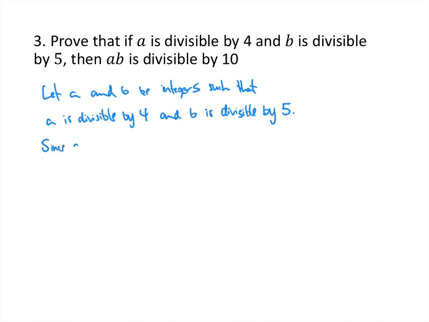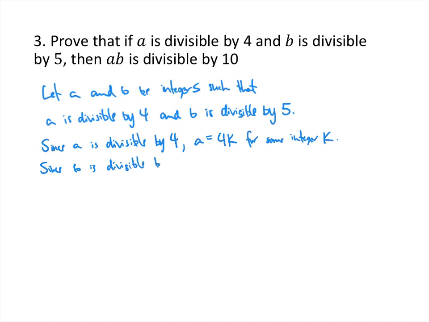So since a is divisible by 4, what that means is that a equals 4 times k for some integer k. And similarly, since b is divisible by 5, b equals 5l for some integer l, using a different letter because it's probably a different integer. And now we're ready to start thinking about our conclusion.